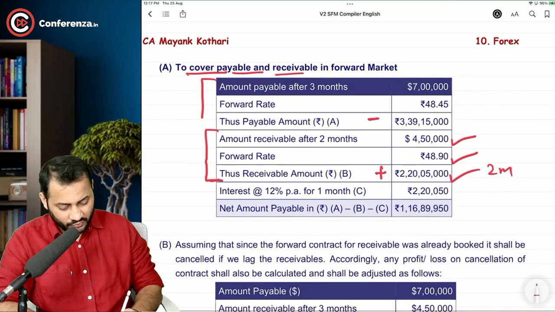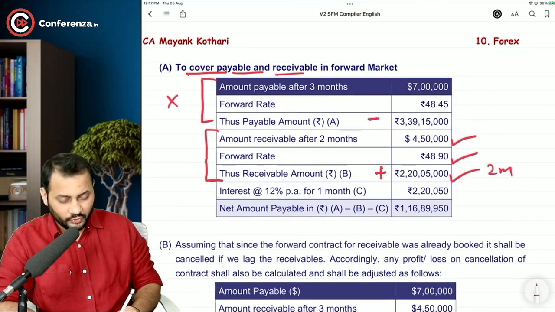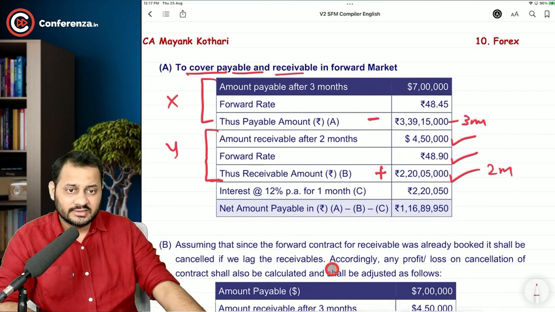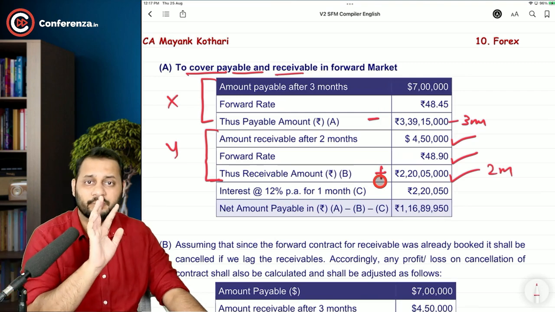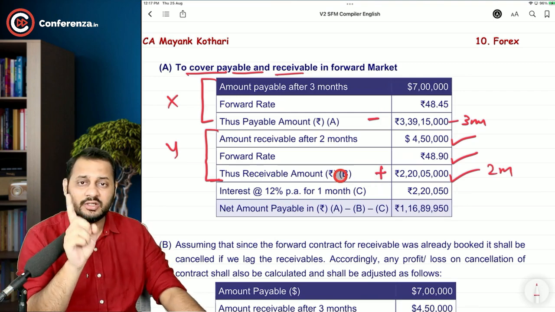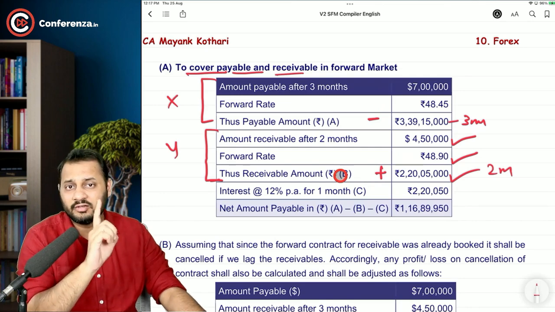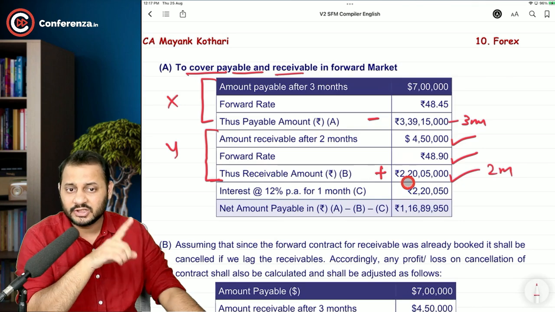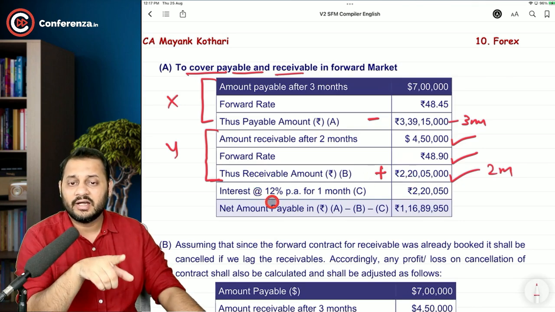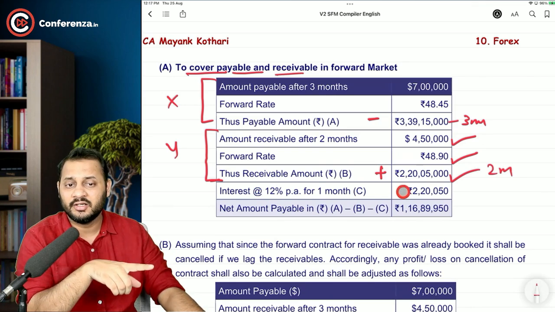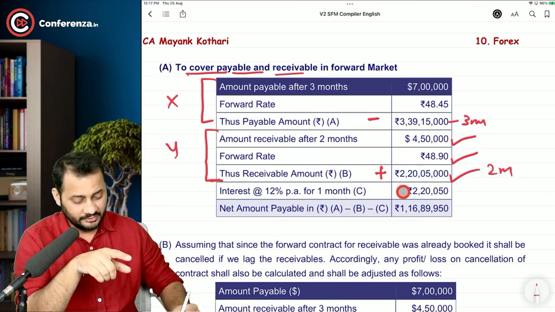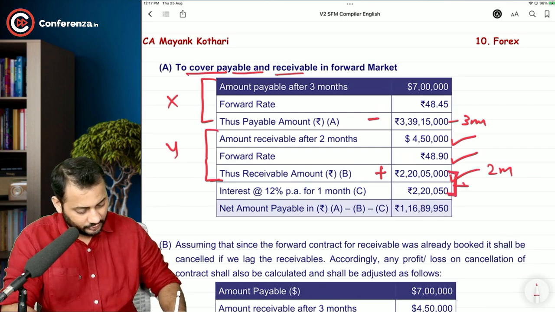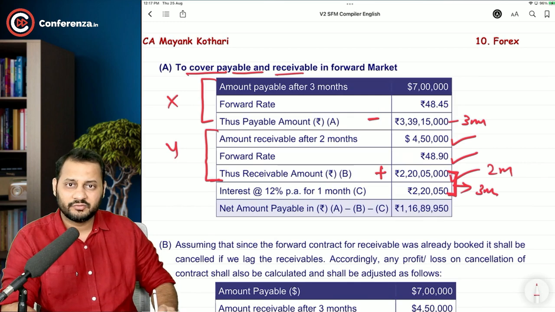You can see this is the amount payable. This is paid to X, this is received from Y. But this is paid at the end of 3 months and this is received at the end of 2 months. Both cannot be compared. So what are we going to do? I told you that all the comparisons should be made only at a certain date, one date only. At the end of 2 months, we are going to receive this much. We will invest that at 12% for 1 month and earn an interest of 1 month. At the end of 3 months, we will receive this much in total.